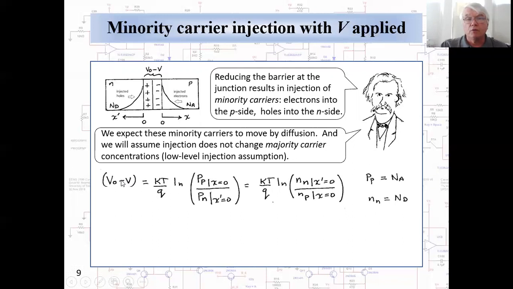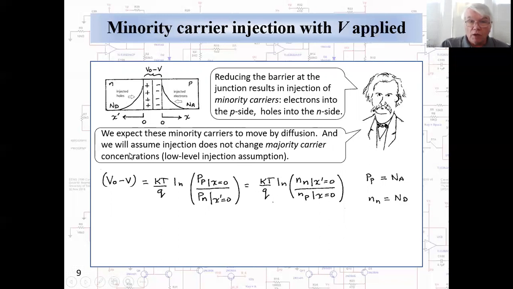So let's go back to this equation. V_0 minus V is equal to kT over q times the natural logarithm of the majority carrier concentration of holes on one side of the junction, evaluated just outside of the depletion region, to the minority carrier concentration of holes evaluated at x prime equals 0, that is just outside of the depletion region in the N side. And that's also equal to kT over q times the natural logarithm of the majority carrier concentration of electrons evaluated at x prime equals 0 to the minority carrier concentration of electrons evaluated at x equals 0.